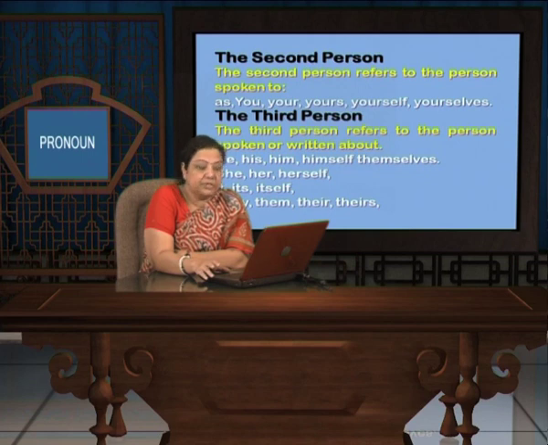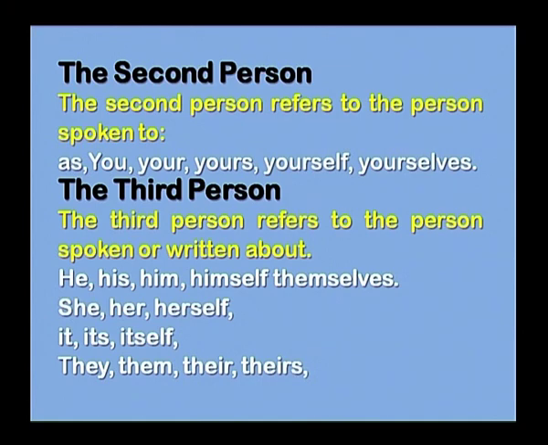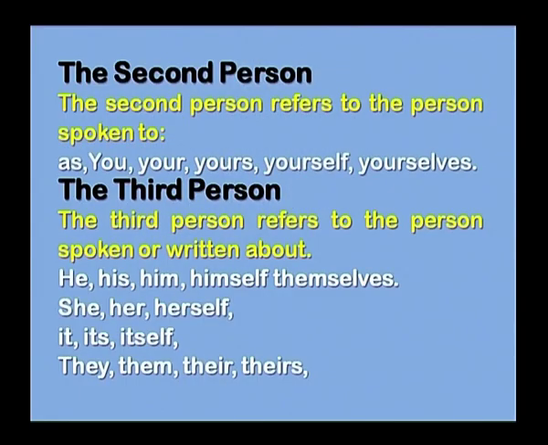The second person refers to the person spoken to. As students, I am speaking to you all, so you become the second person here: you, your, yours, yourself, yourselves. The third person, of course, refers to the person we speak about or write about: he, his, him, himself, she, it, itself, they, them.